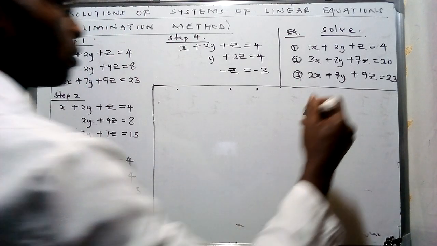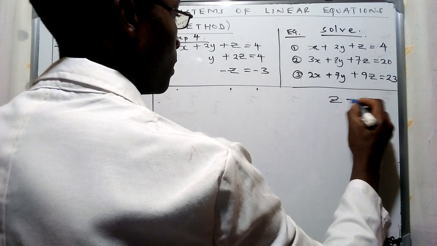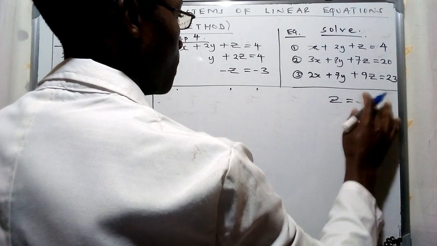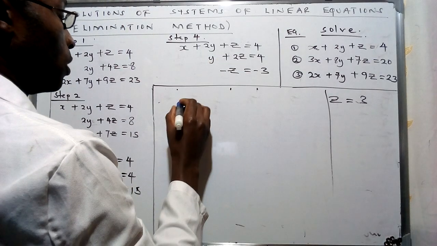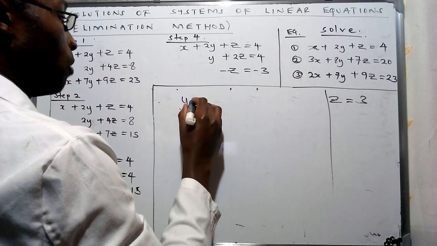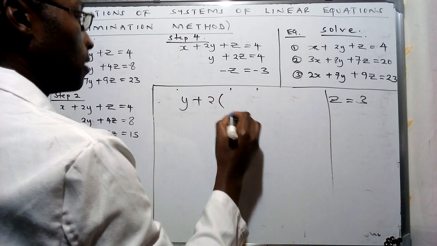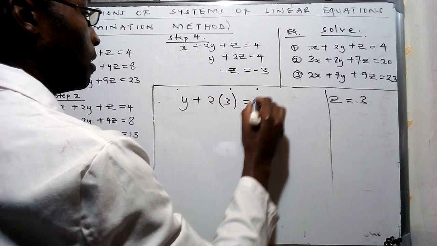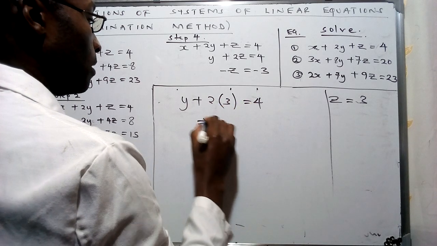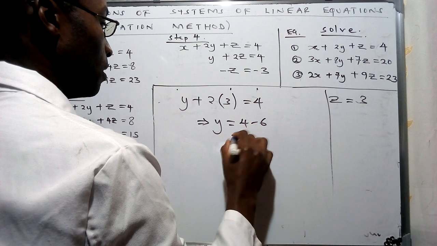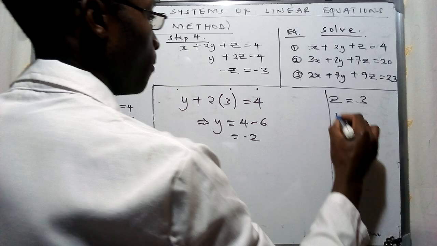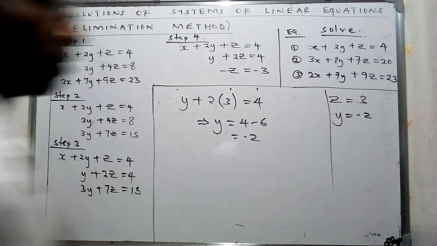Now, in a sense, I'm going to have z is equivalent to this specific value of 3. And then we shall have, for the second equation in this step number 4, y plus 2 times the value of z, which is 3, is equivalent to 4. So this implies that we can have y given in terms of 4 minus 6, which is equivalent to negative 2. So the value of y is equivalent to negative 2.